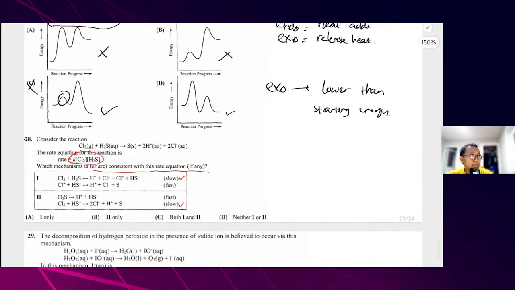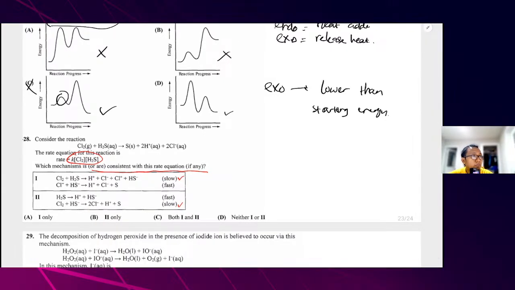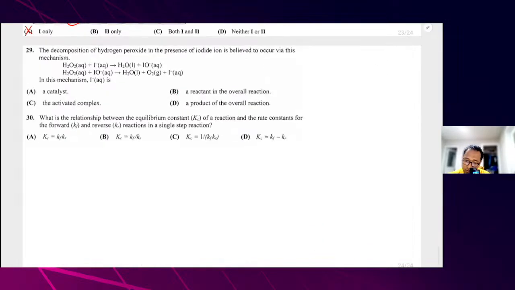Number 28. Okay, the slow step must include both Cl2 and H2S. Yes. So whichever mechanism has Cl2 and H2S in the slow step is correct. So 1 and 2 is still possible. However, over here is not H2S. Okay, this one is impossible. Yes, true. So it's only 1. Number 28 is A.